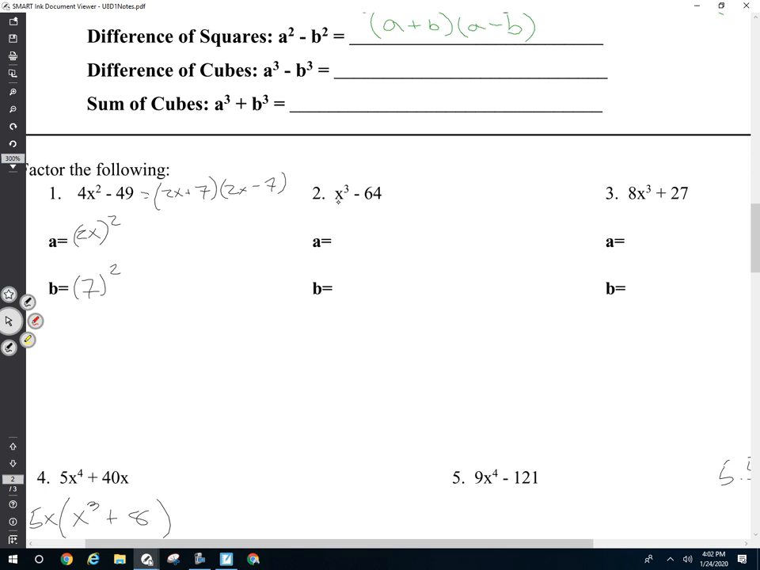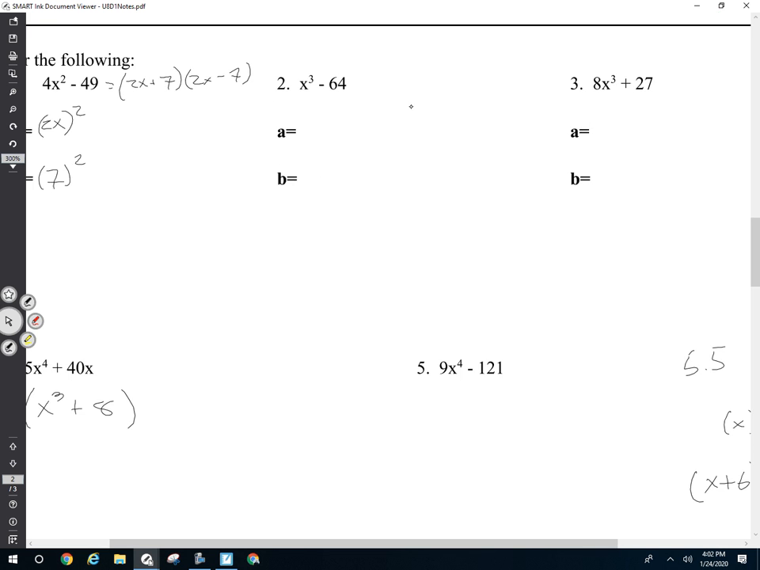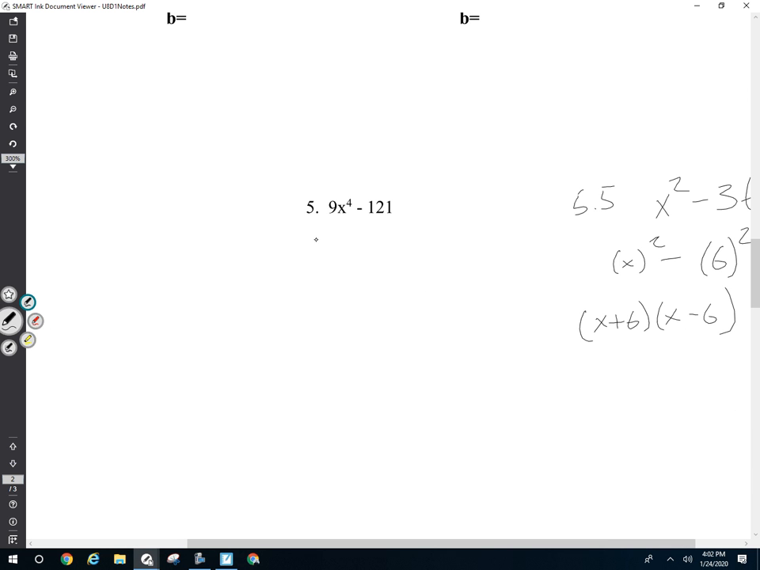Is there something that could be squared to give us x cubed? Nope. X squared doesn't give us x cubed. Is there something that can be squared to give us 8x cubed? Nope. But 3x squared can be squared to give us 9x to the fourth. 11 squared gives us 121. This is 3x squared minus 11, 3x squared plus 11. That's number 5.